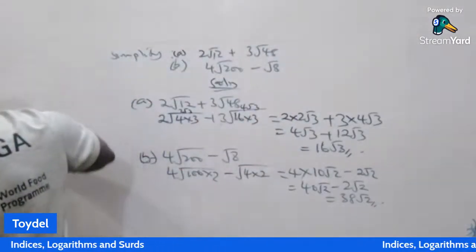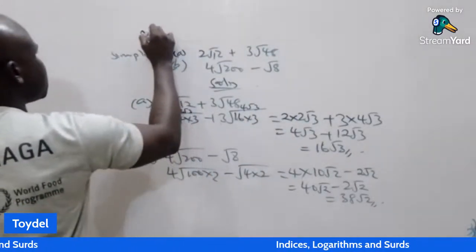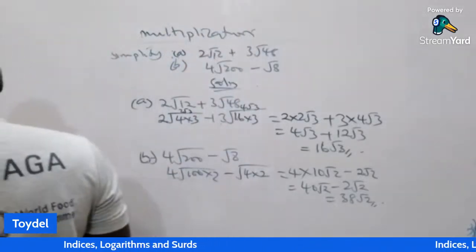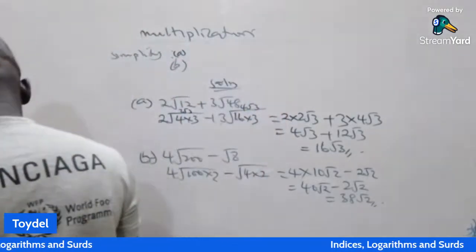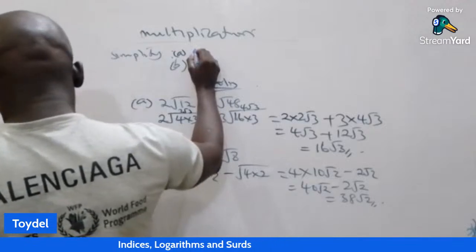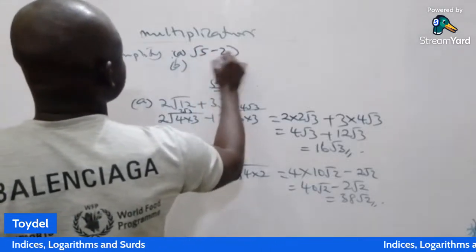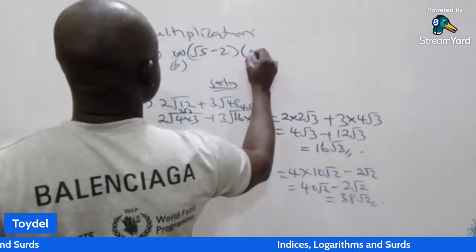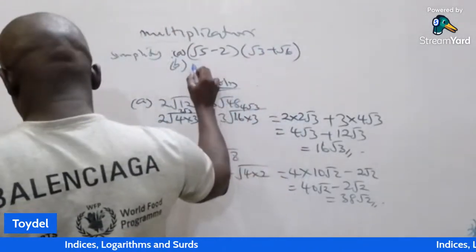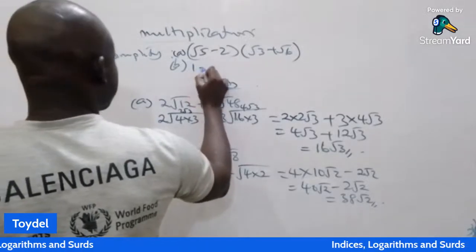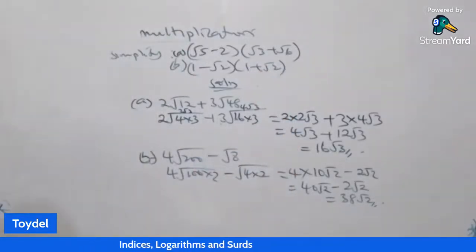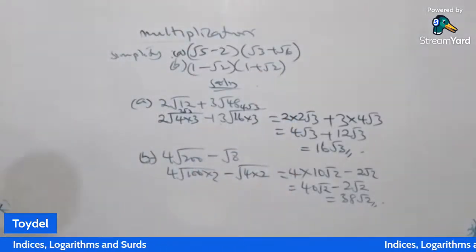So let's look at multiplication. Multiplication of surds. I'm going to take just two examples under that. So what do we do under multiplication of surds? We just simplify square root of 5 minus 2 multiplied by square root of 3 plus square root of 6. Then the second one, we have 1 minus root 2 multiplied by 1 plus root 2. So let's quickly attempt this.